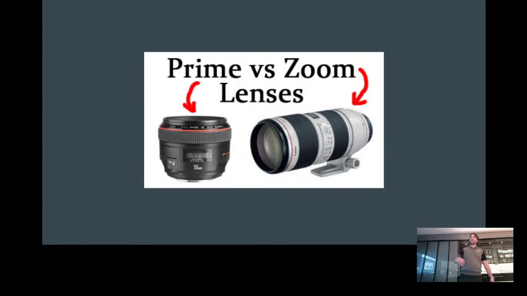What's the difference between a prime versus zoom lens? Really the biggest thing is that a prime lens is a single number. Typically it has the best aperture that you can find on the market for these. And when you're using the prime lens, you yourself have to move backwards or forwards in order to get the proper shot. With a zoom lens, they're heavier, much heavier than the prime lenses.